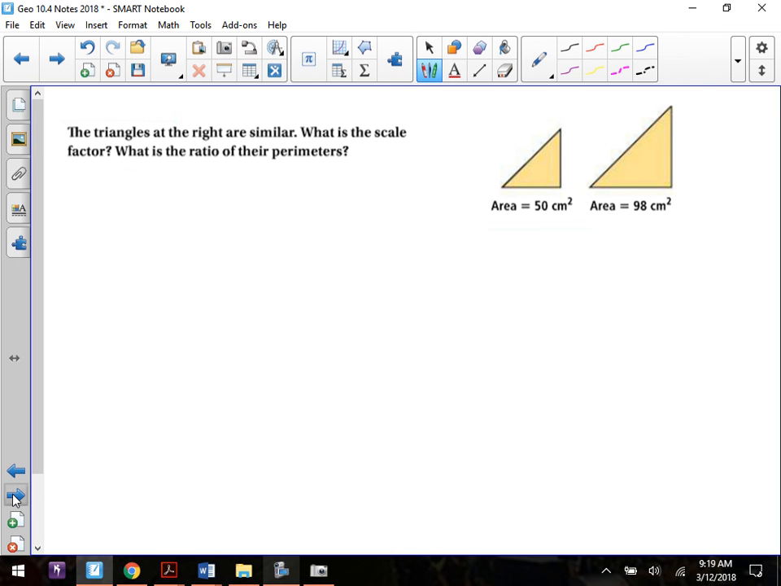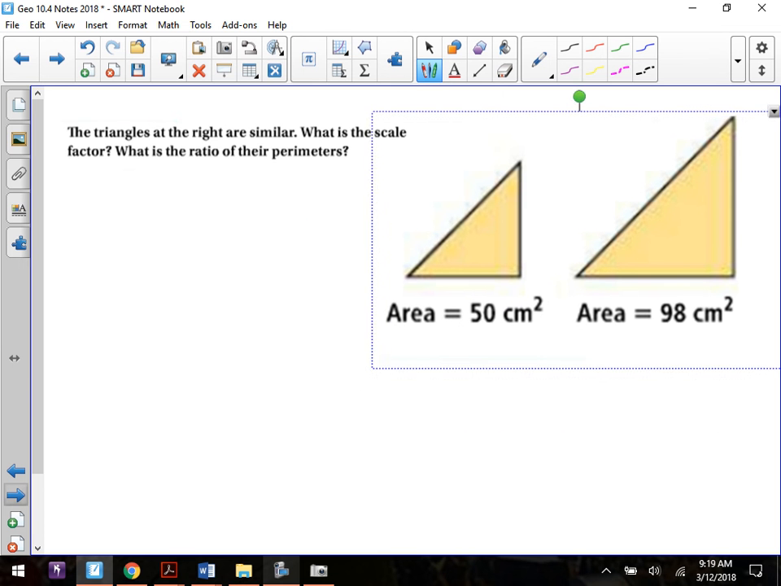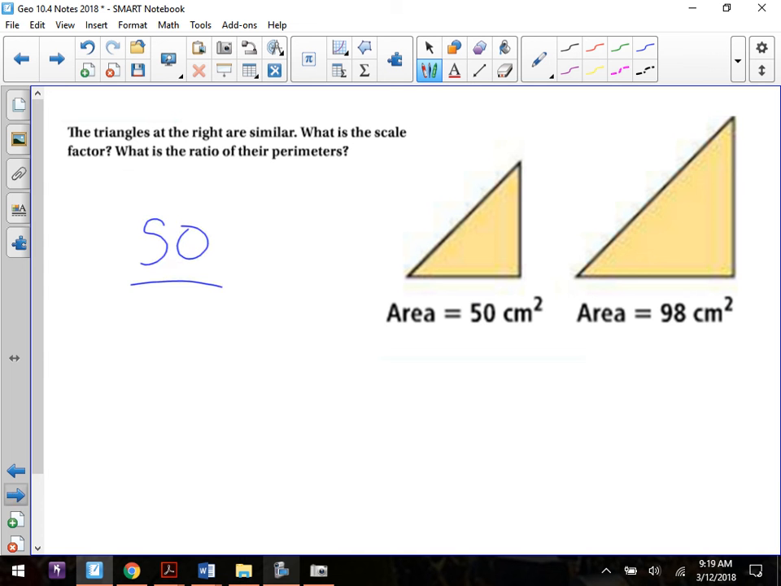Speaking of, these two guys are similar. There's your area ratios. What is the ratio of the perimeters? Remember, the perimeters will have the same ratios as the sides. The perimeters will have the same ratios as the scale factor. So if I'm looking at this, I'm saying 50 to 98 is my ratio.